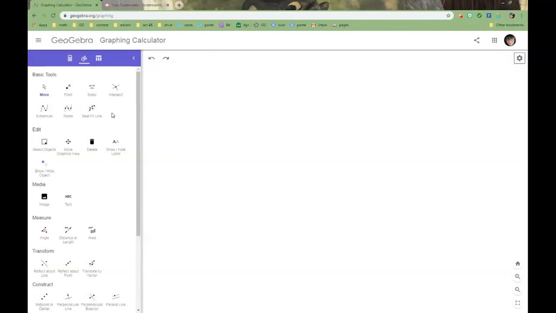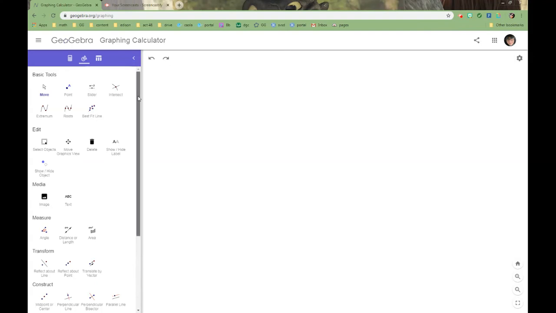This time we're going to be using GeoGebra to construct the circumcenter of a triangle. And then once we've done that, we're actually going to circumscribe a circle around the triangle. A little bit of a tongue twister, but I think I got through it okay.